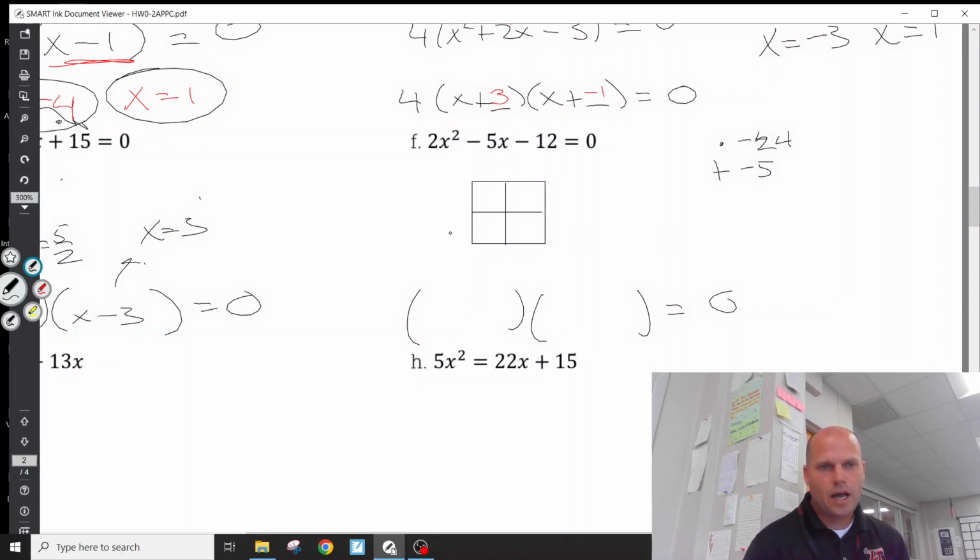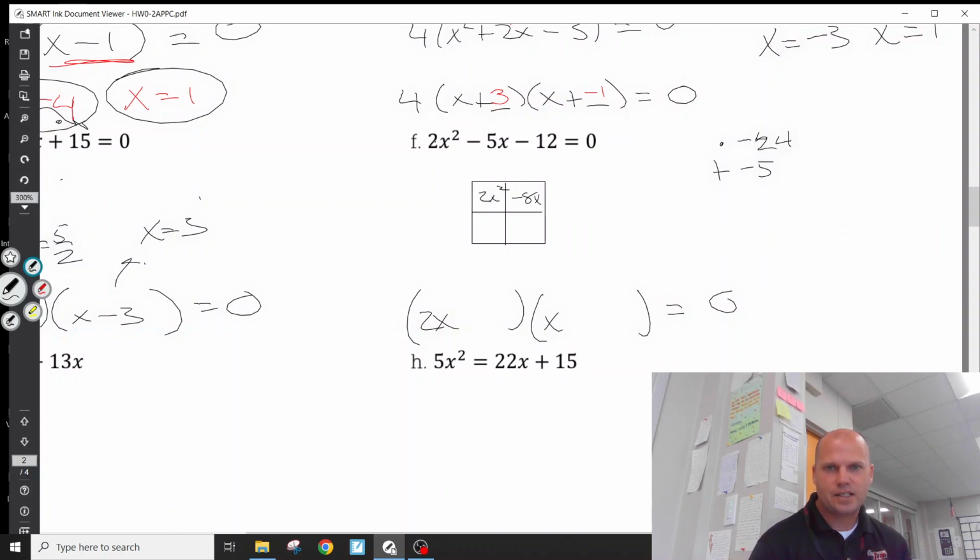If you want to, go ahead and test yourself. Try to guess and check. Since you have 2x squared, and we're only going to give you prime numbers here, you know you're going to have 2x and x here. Try to guess and check. Figure it out. All right, while you're figuring it out, I'm going to do the X box method.